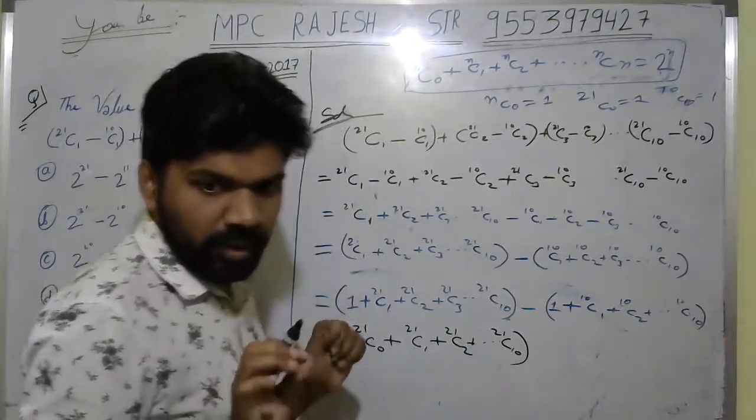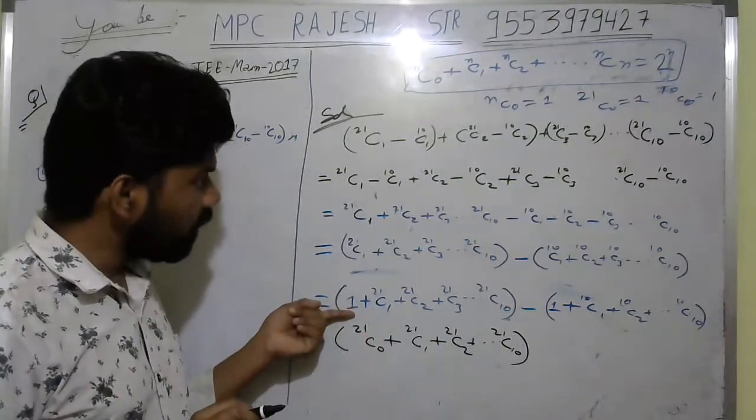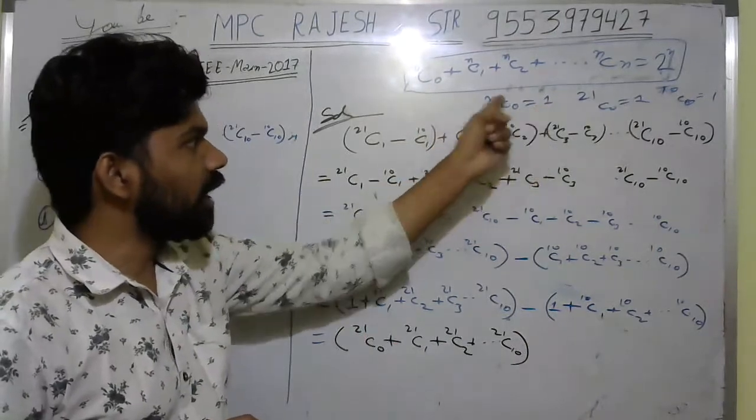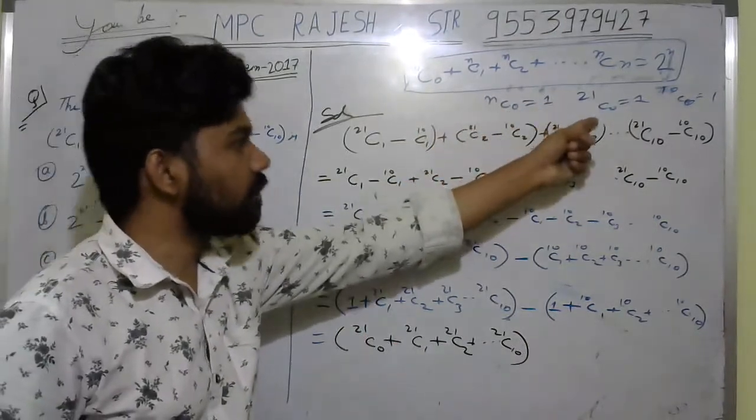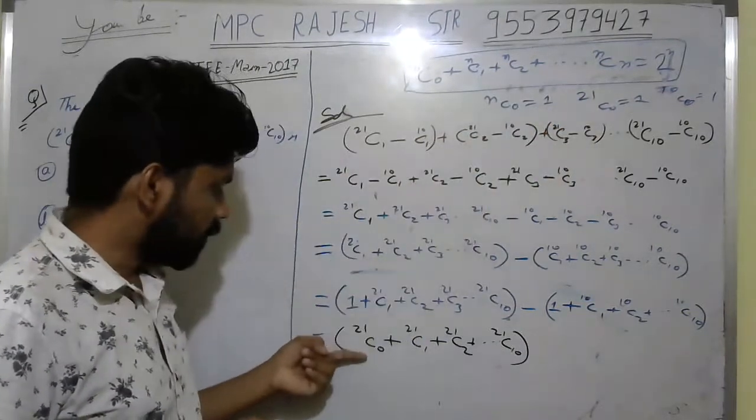Are you getting any doubt? Nothing is here. Same thing we are writing. In place of 1 we are writing this formula, nC0. The required value is 21, so we write 21C0.